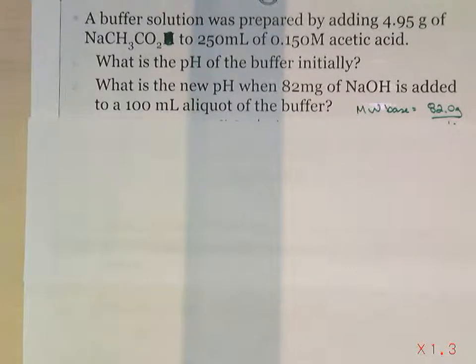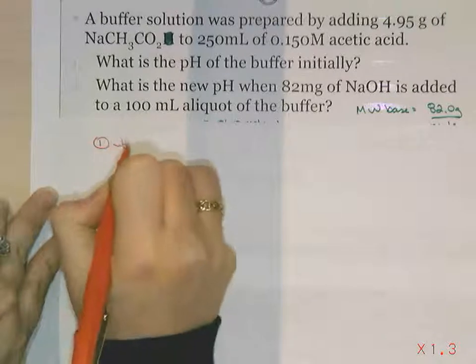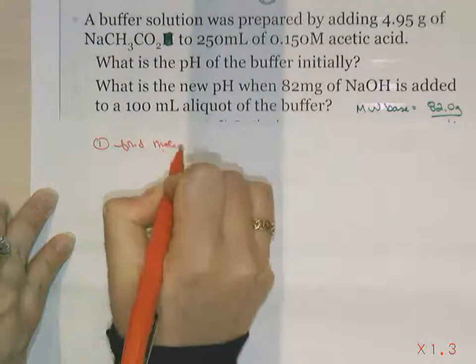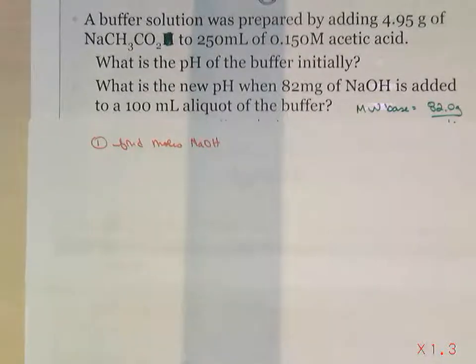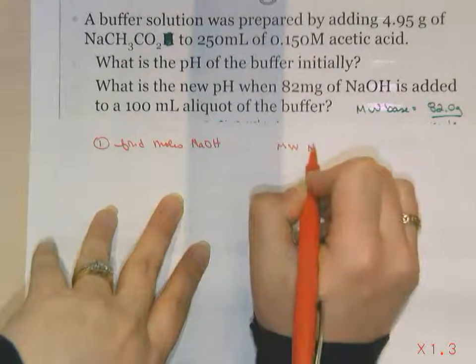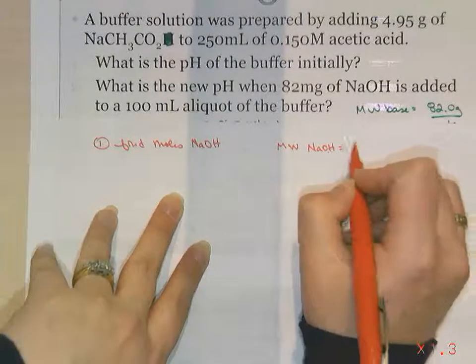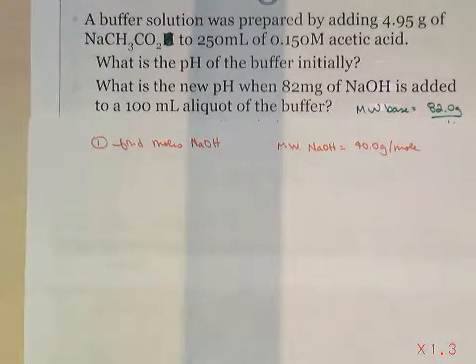All right, so for part 2, the first thing we need to do is find moles of my sodium hydroxide. It has to be in moles, because we have moles of conjugate acid and base. The molar weight of NaOH is 40.0 grams per mole, and you have 82 milligrams of that. I'll give you guys a second to calculate that out.